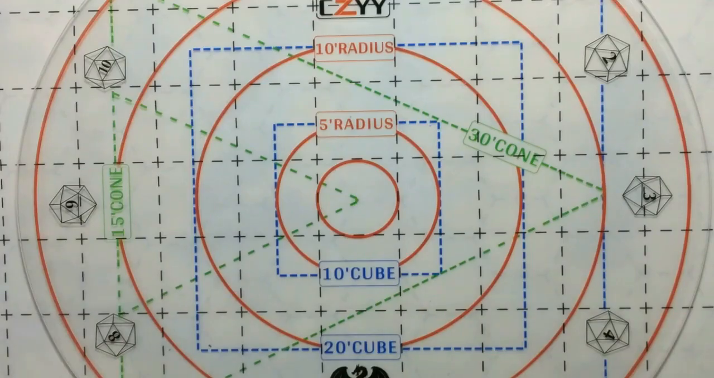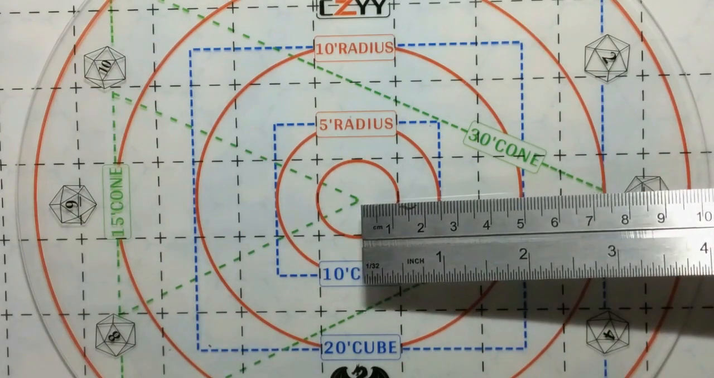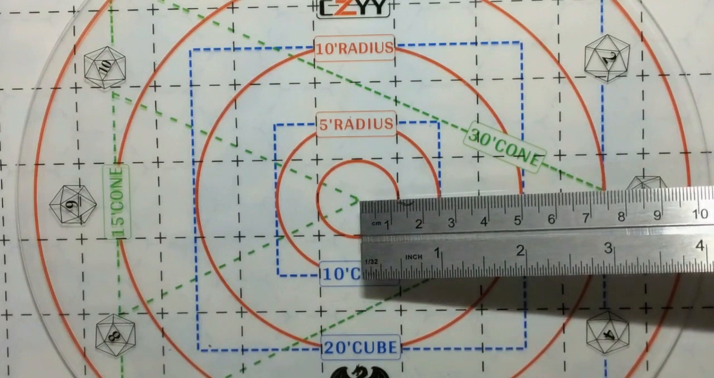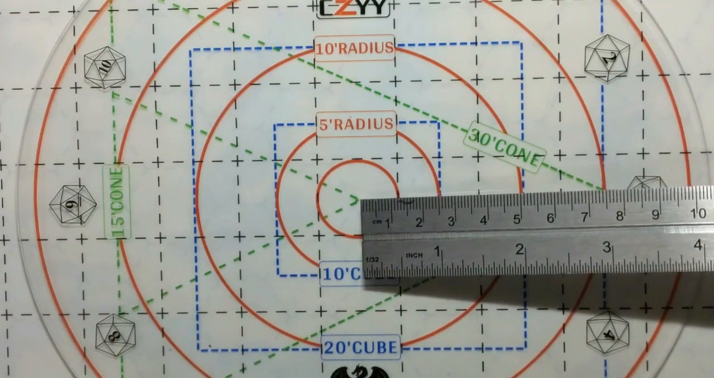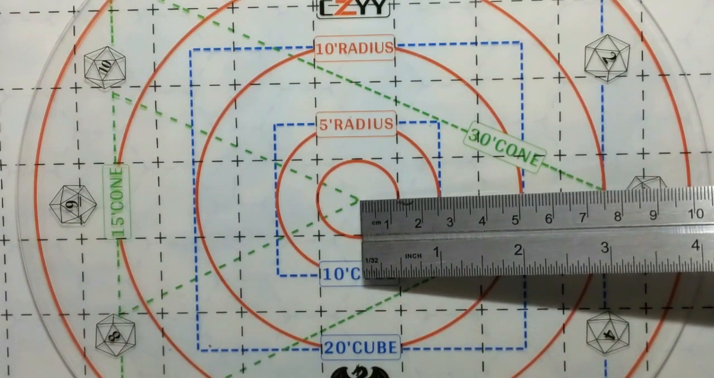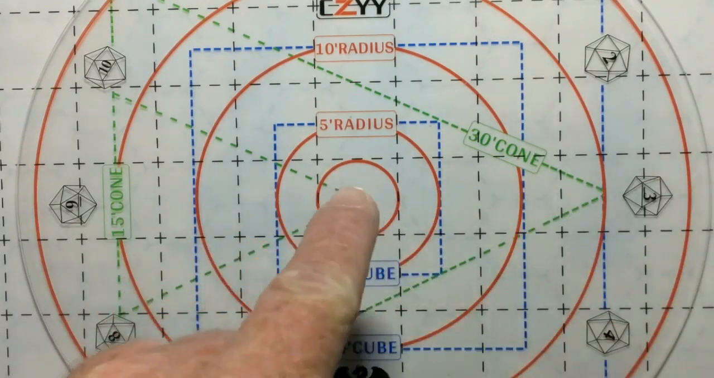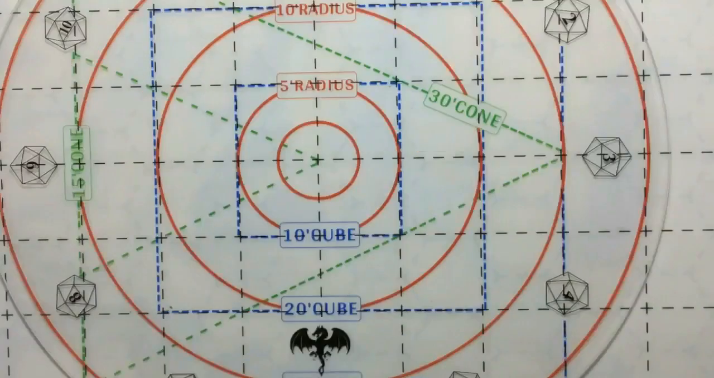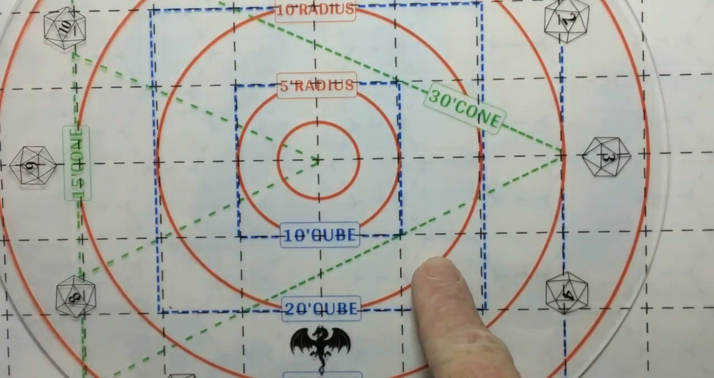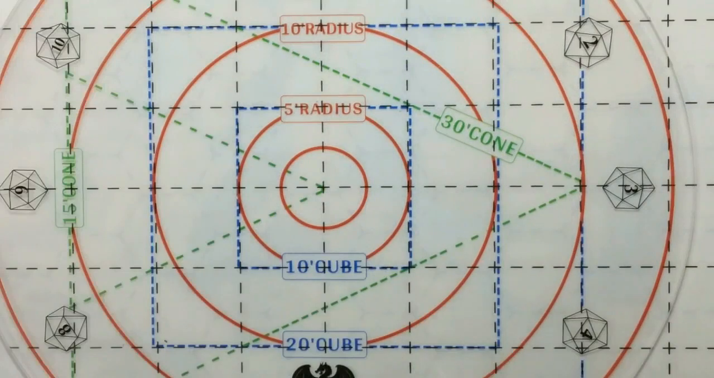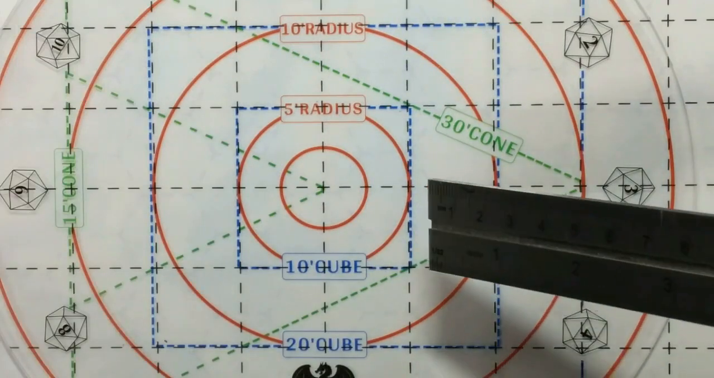And as cubes are three-dimensional, we have a height aspect to take into consideration as well. So a 15-foot cube whose point of origin is at its center will have the area of effect extend out 7.5 feet into the sky and 7.5 feet into the ground. A cube whose point of origin is outside of its area of effect will extend into the sky a height equal to its length.